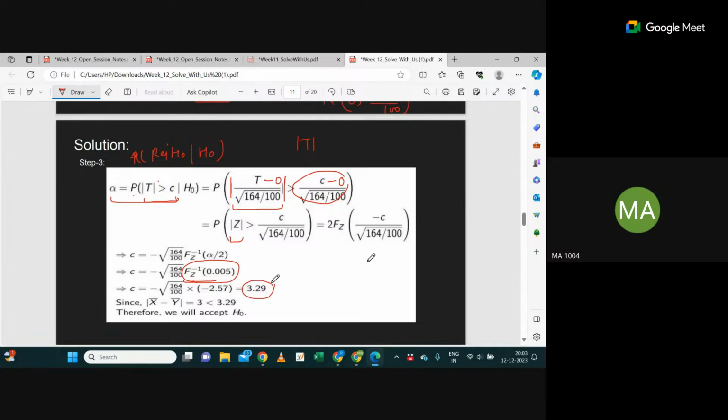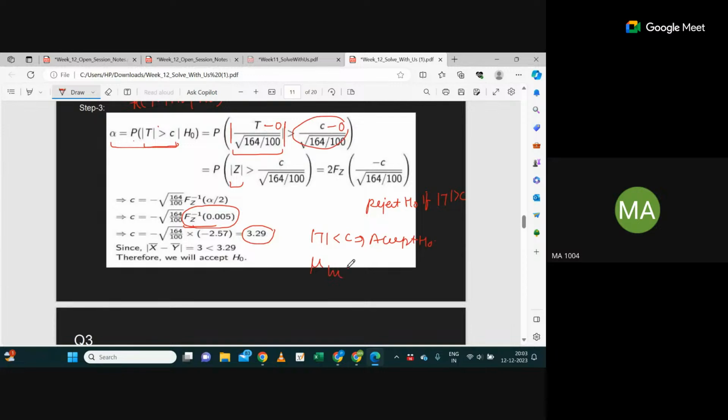Now, we decided our test: I will reject H0 if modulus of T is greater than C. But here in this case, modulus of T is less than C, right? That means what? I will accept H0. That means you will say the average number of hours spent by men and the average number of hours spent by women is, you may accept, the same, not different. Is this clear?